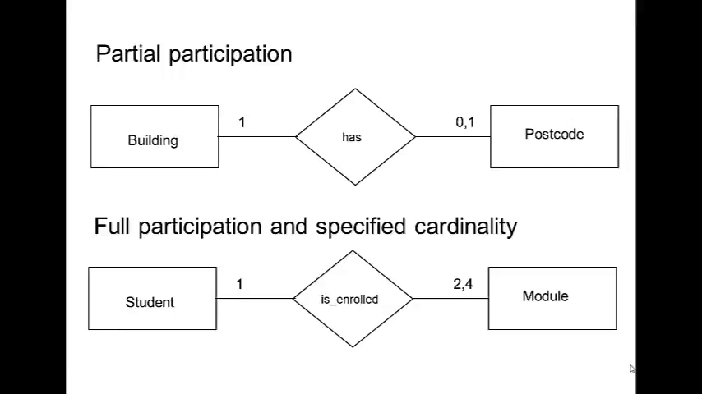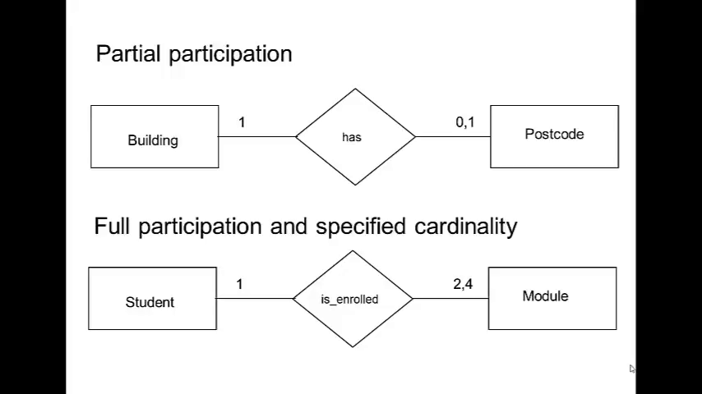Okay, not all relationships are obligatory. So a relationship may be partially participated in or fully participated in. Full participation is where the relationship is obligatory. A partial participation is where the relationship is not obligatory. So in the example here of partial participation, a building may or may not have a postcode, but all postcodes must relate to one building.